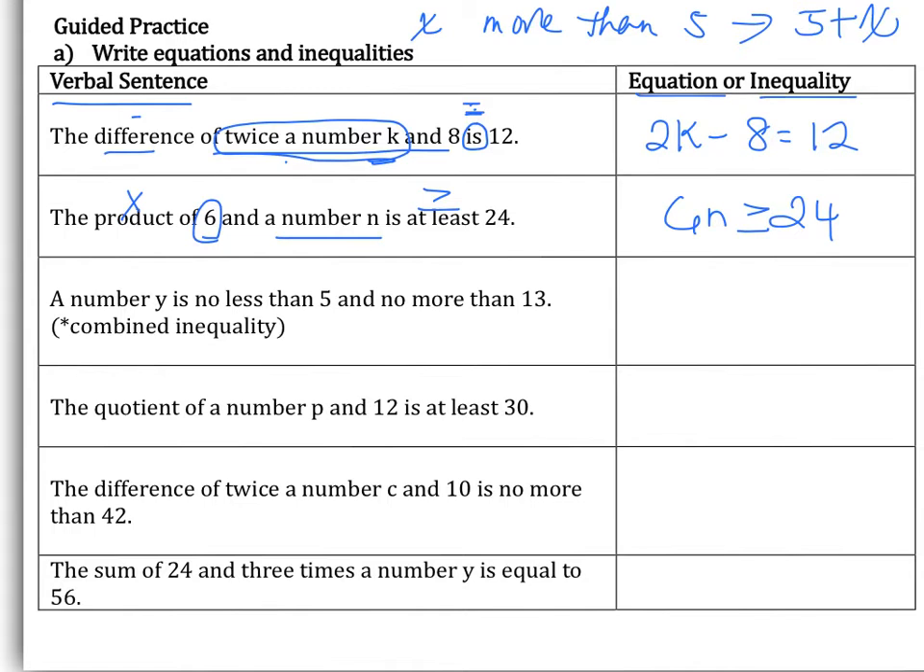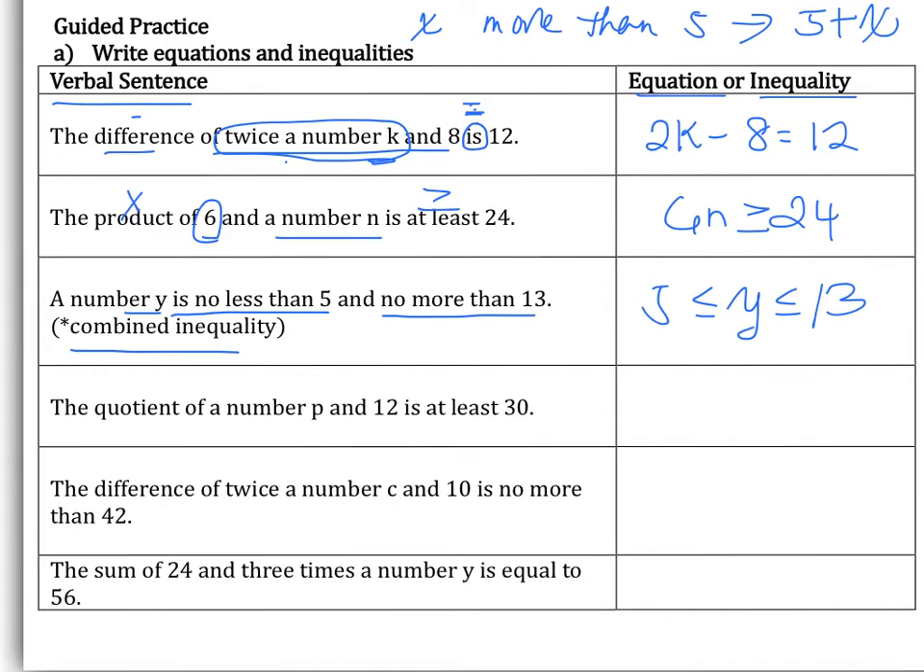A number y is no less than 5 and no more than 13. Here we have a combined inequality. So a number y is no less than 5, we can write it as this, and then no more than 13, we could write the other side of the combined inequality.